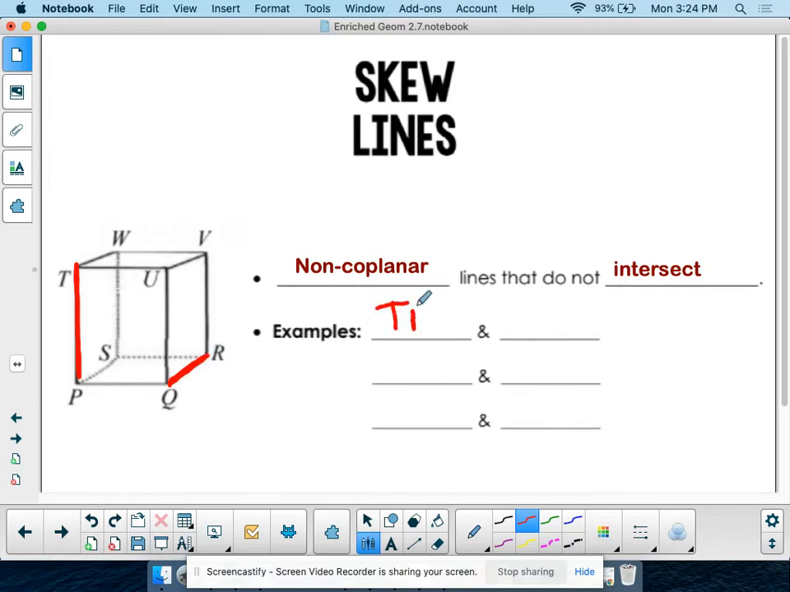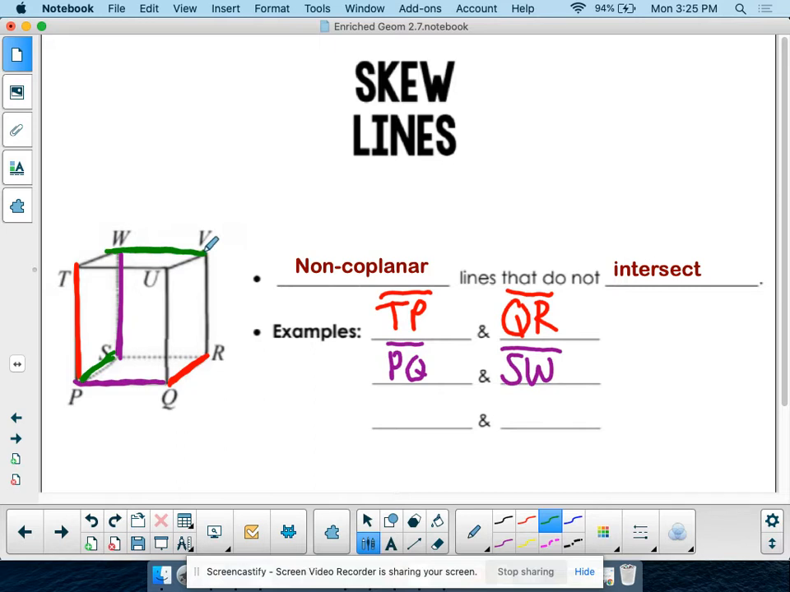So TP and QR, that's one example. Let's pick another. You could do PQ and SW. And then our last one, we could do SP and WV. All of those are skew lines. They're on separate planes and they are non-coplanar.